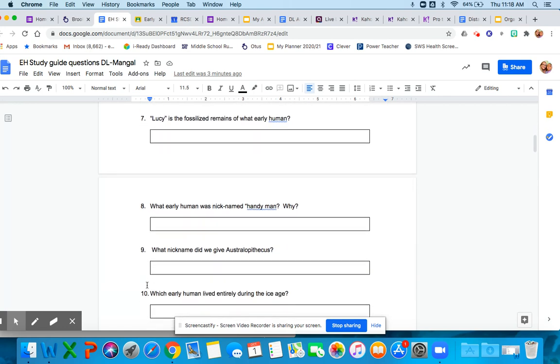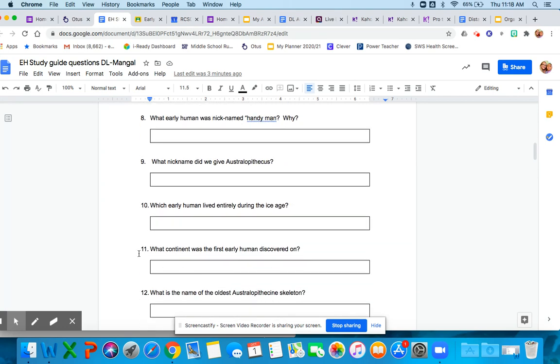Number 7, Lucy is the fossilized remains of what early human? She was an Australopithecus. Number 8, what early human was nicknamed Handyman and why? So that would be Homo habilis, and that's because they were the very first to make tools.